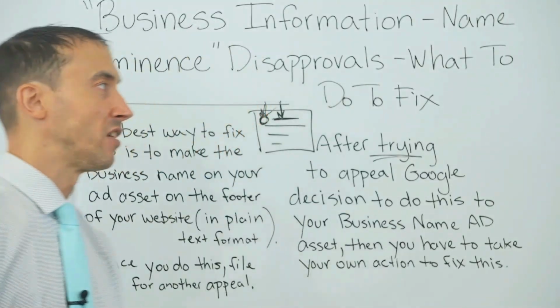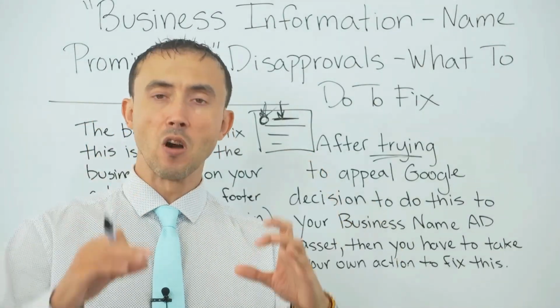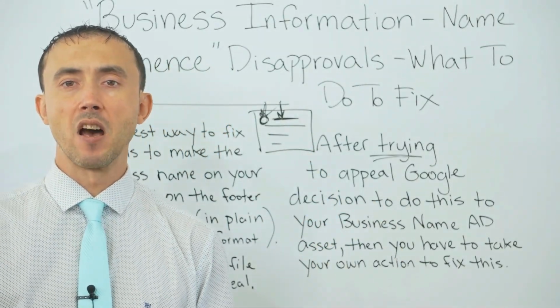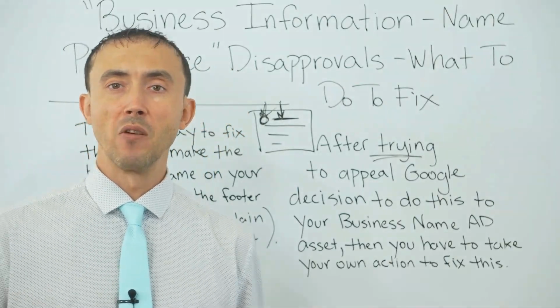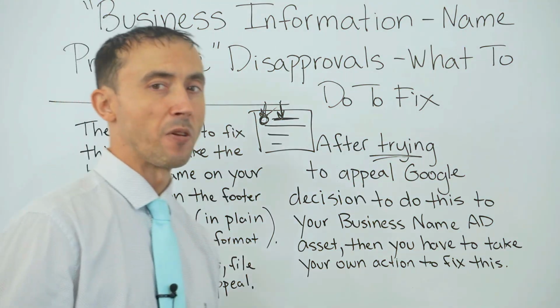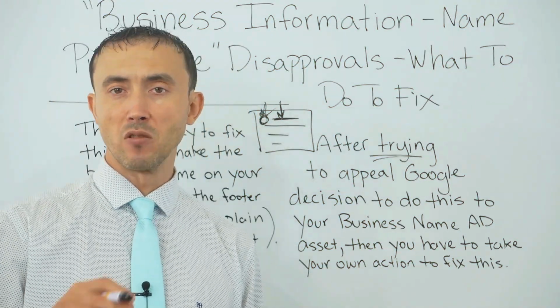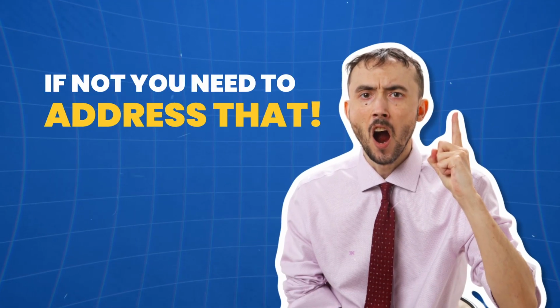A lot of people get their logos disapproved because they'll make a circle version of their rectangular logo and then not have that on the website to back it up. Then they'll get disapproved for that. It's one of the main reasons why those get disapproved, by the way. What you do is you try to appeal it, because after hovering over that asset, it'll give you the option to appeal, if you think your business name is on the website already. If not, you need to obviously address that.